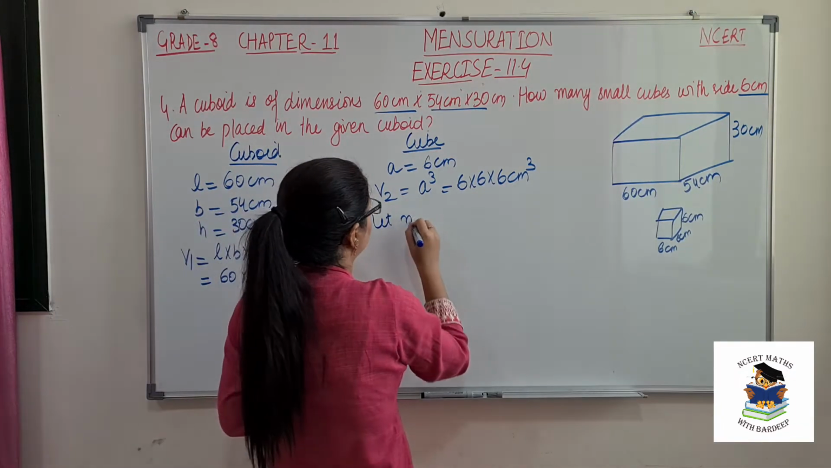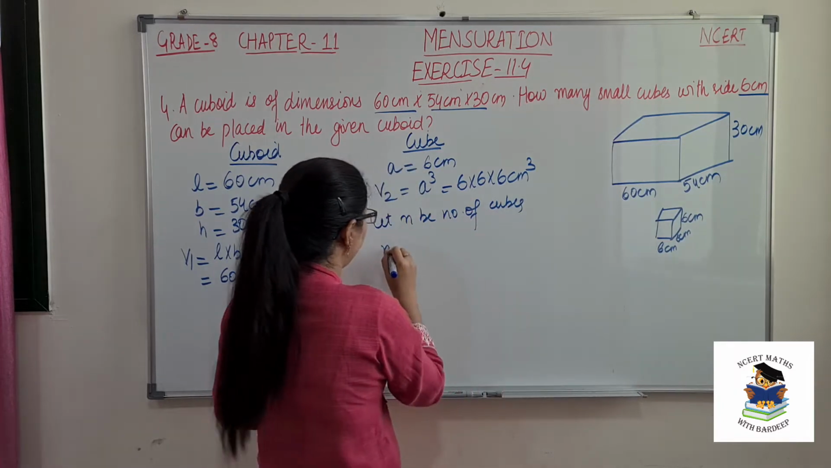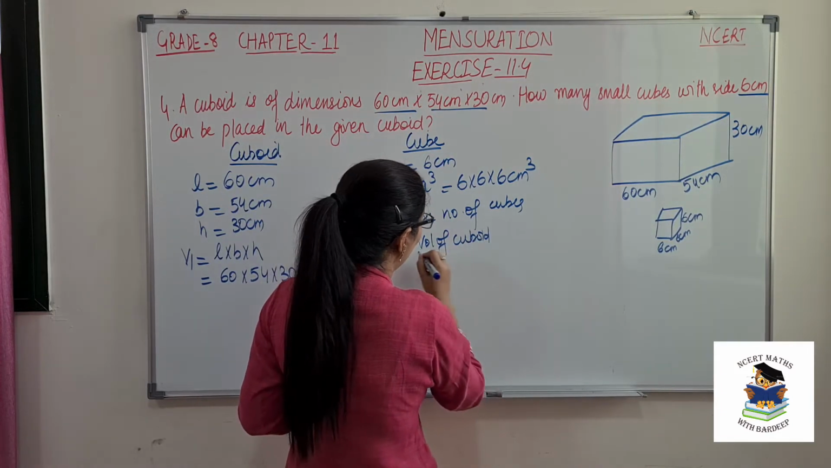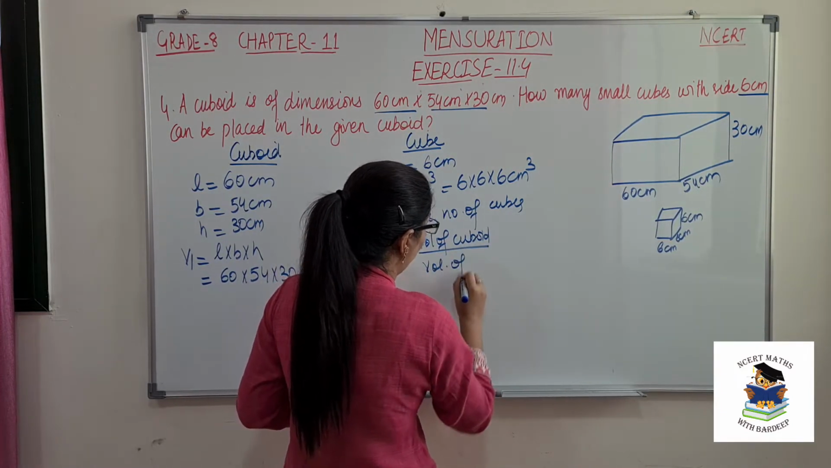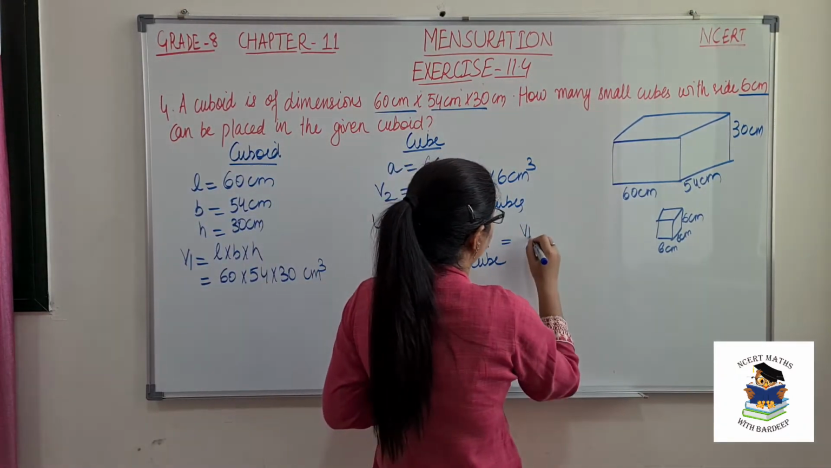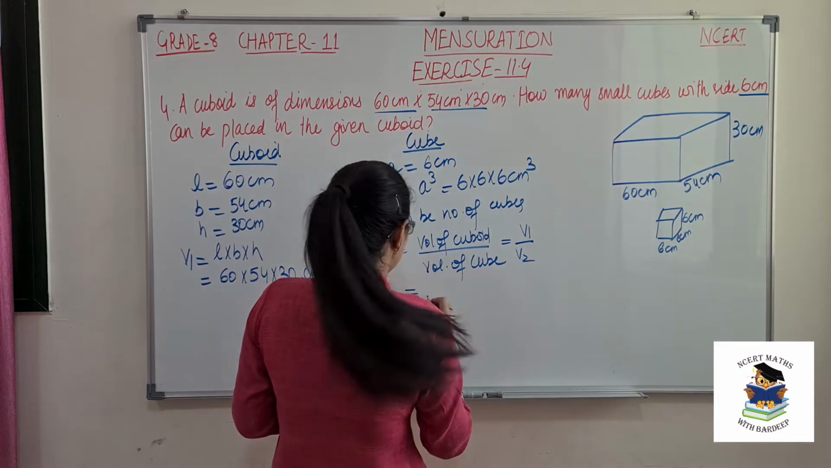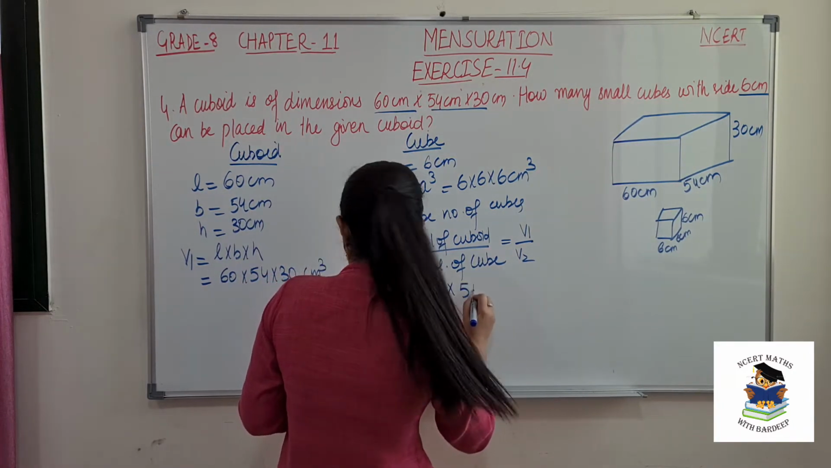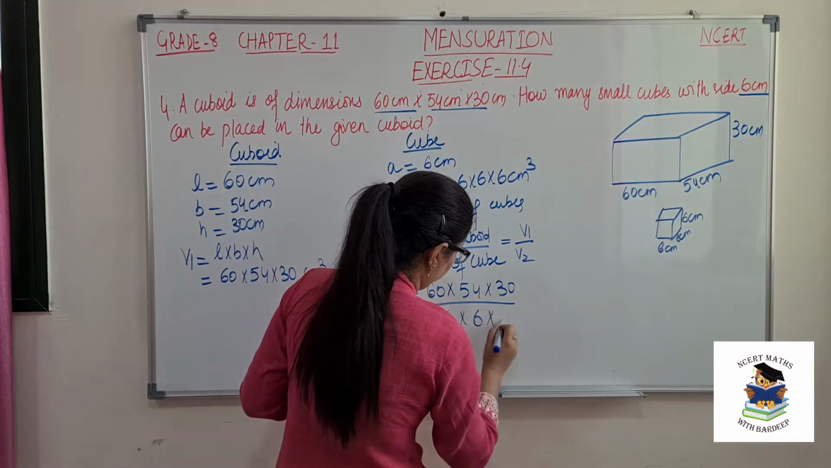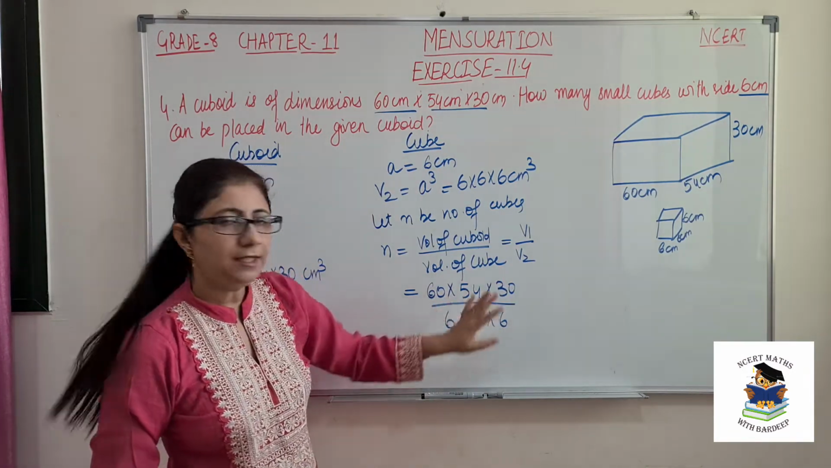So let N be the number of cubes. So how to find N? This is volume of cuboid over volume of one cube. Is it clear? So volume of cuboid we have calculated as V1 and this is V2. So let's put the values. This is 60 multiplied by 54 multiplied by 30 over 6 into 6 into 6. So this is why I told you to not calculate here because we will easily simplify it.